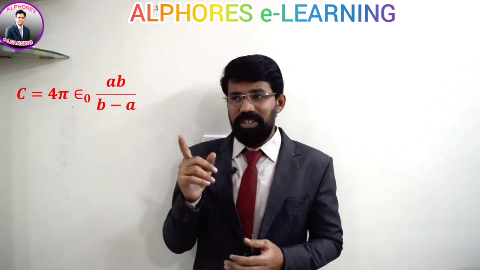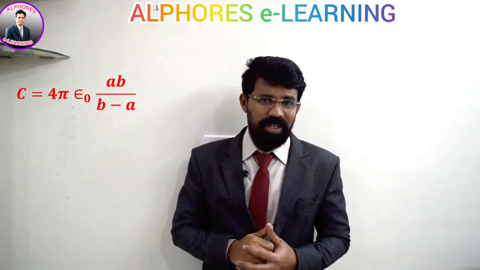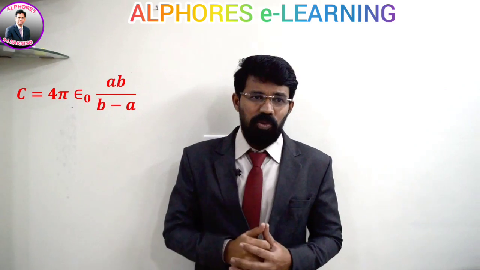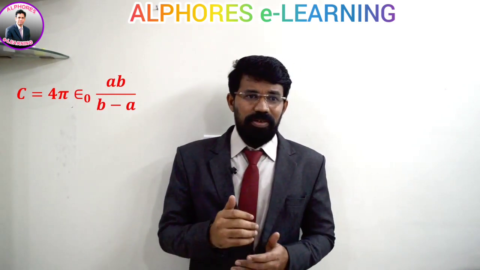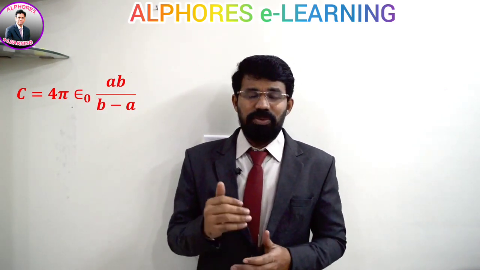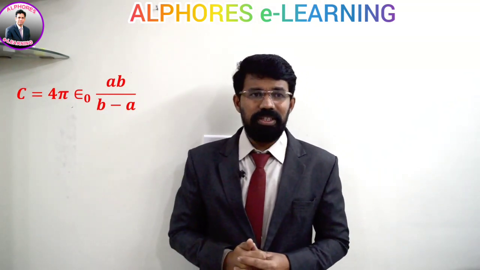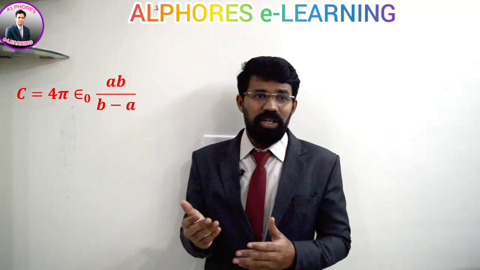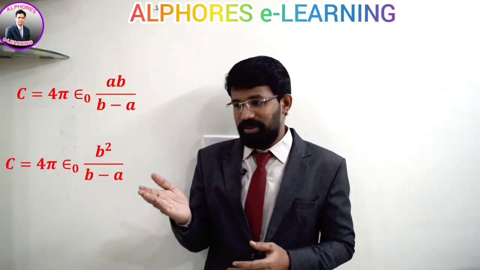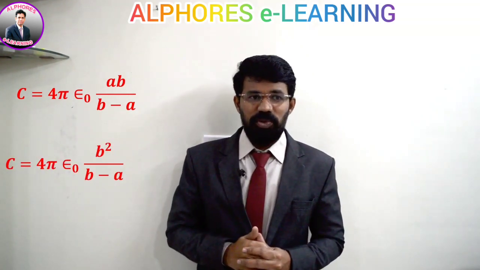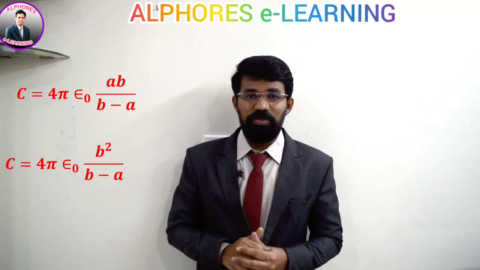Okay, and this particular equation, whatever equation you are seeing here, is applicable only when the inner sphere is charged and the outer sphere is earthed, if the outer sphere is grounded. In that case, we use this equation. What if the inner sphere is grounded? Then the equation gets modified like this: C is equal to 4 pi epsilon naught B square by B minus A.